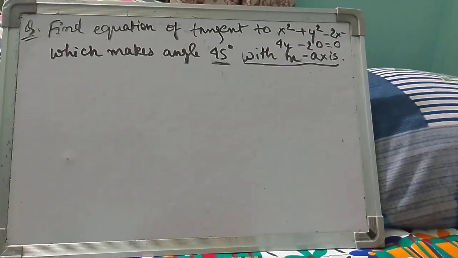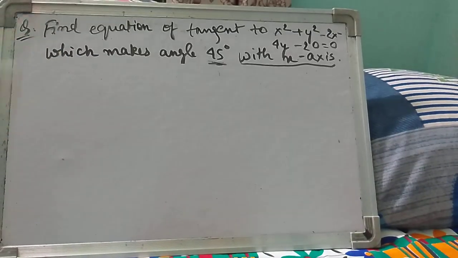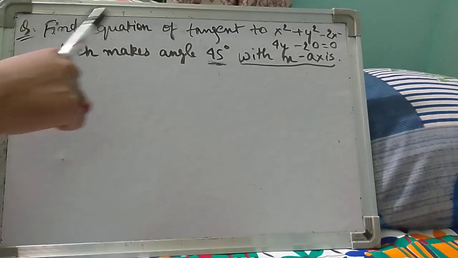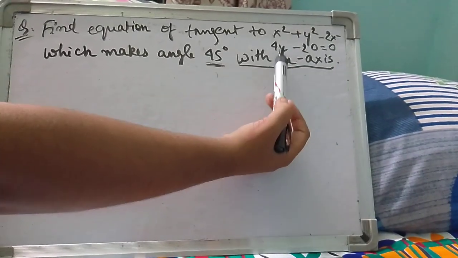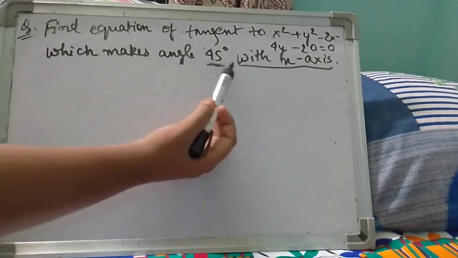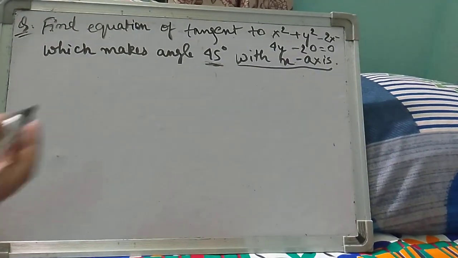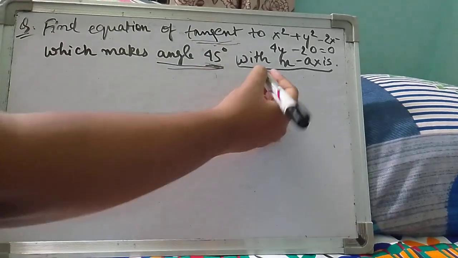Hello guys, today we will be solving more questions of this circle. So let's solve it. It is said to find the equation of tangent to x square plus y square minus 2x minus 4y minus 20 equals to 0, which makes angle 45 degree with x-axis. So it is said that the tangent is making an angle 45 degree with x-axis.